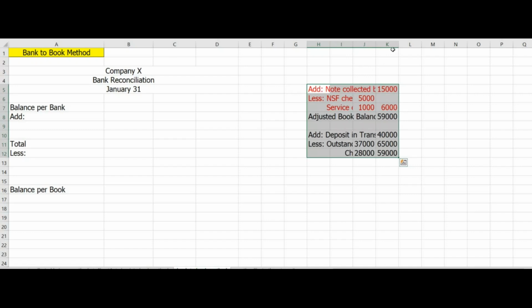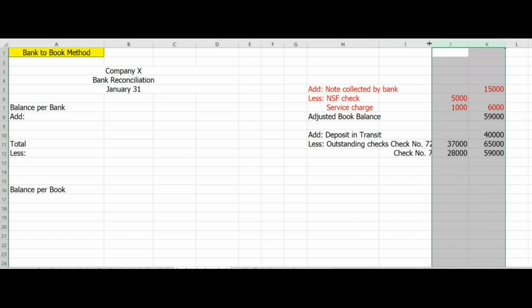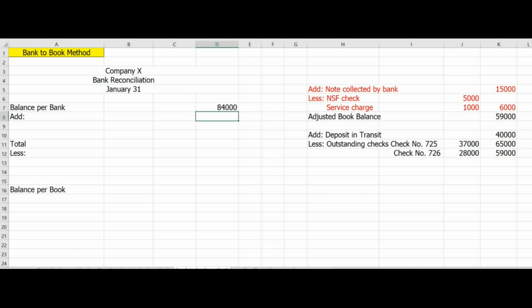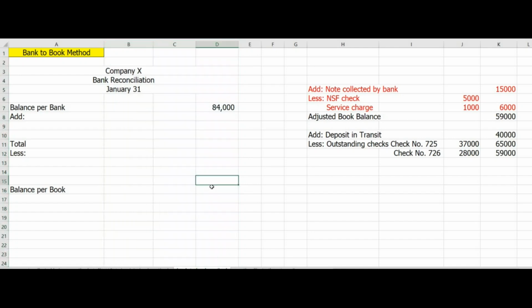So, yung bank-to-book method naman. So, pag bank-to-book, bank-to-book method class, no? So, mag-start tayo with the bank balance. So, the bank balance, diba, was 84,000. So, ang atong target is dapat ang ending balance natin dito ay yung 50,000 na book balance.